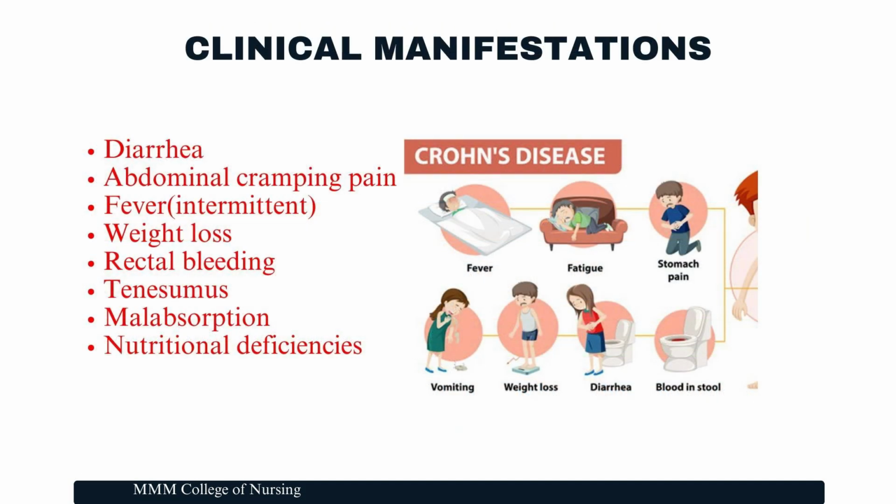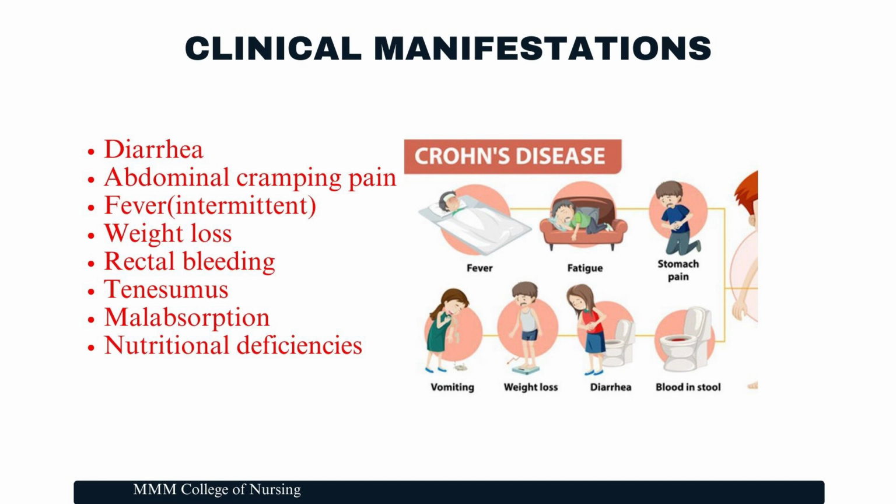Next, we'll move into the clinical manifestations. One of the important signs and symptoms of Crohn's disease is diarrhea. The patient will have continuous diarrhea, and due to that they feel abdominal cramping pain. This is an inflammatory disorder, so the patient will have intermittent fever, and due to diarrhea the patient will have weight loss. Sometimes along with diarrhea the patient has the symptom of rectal bleeding also. And the next one is tenesmus.